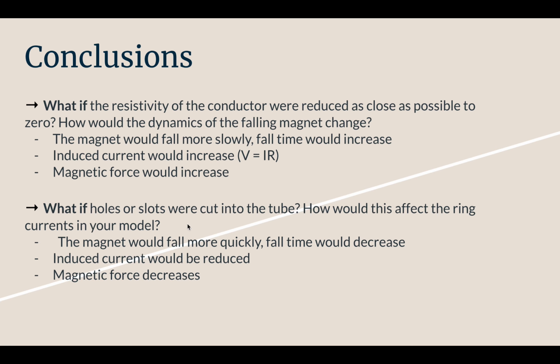And then what if holes or slots were cut into the tube? How would this affect the ring currents in your model? If holes or slots were cut into the tube, then the magnet would fall more quickly, the fall time would decrease, and then the induced current would be reduced and the magnetic force would decrease.